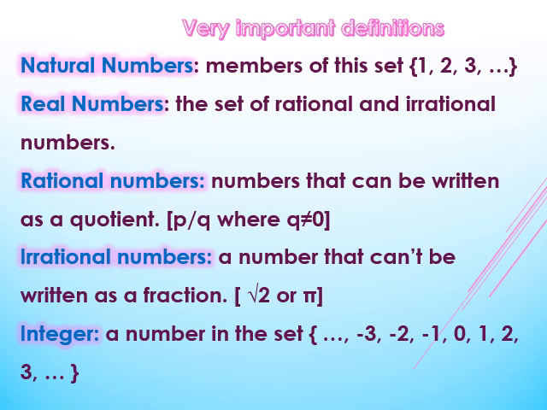So let's move to another important definition, which is the integer. An integer is a number in the set from negative infinity, -3, -2, -1, 0, and 1, 2, 3 up to positive infinity. All these numbers in the set are called integers.